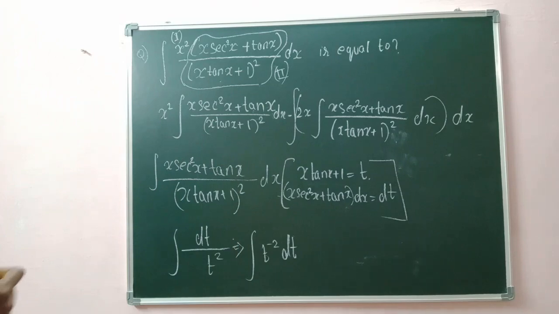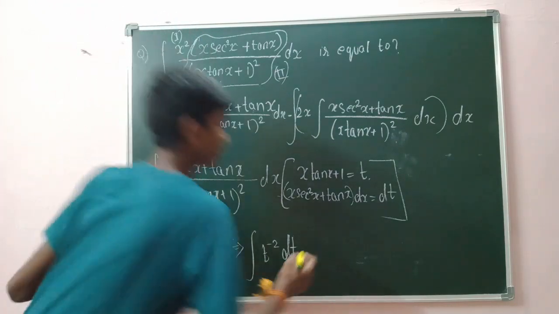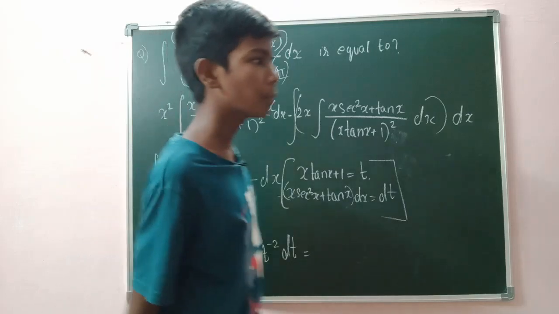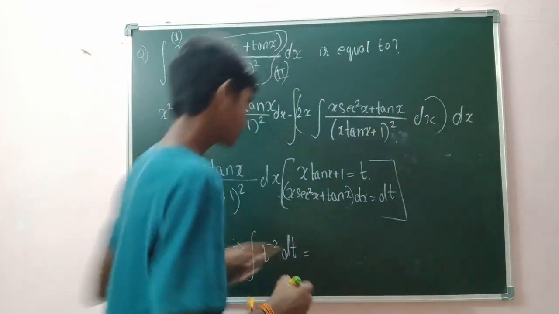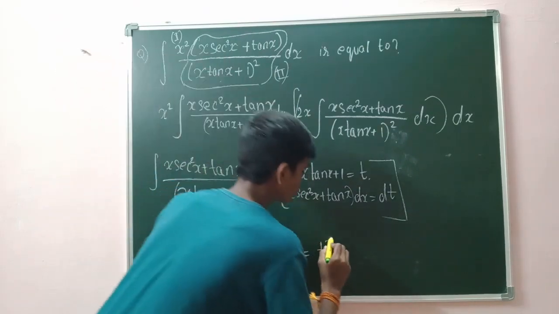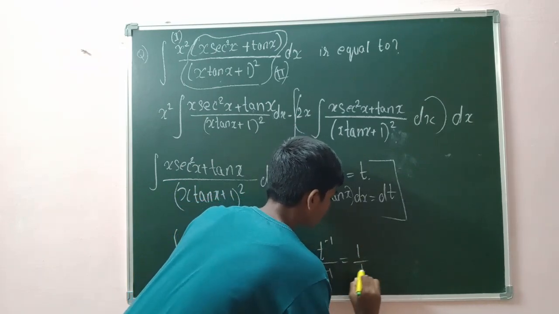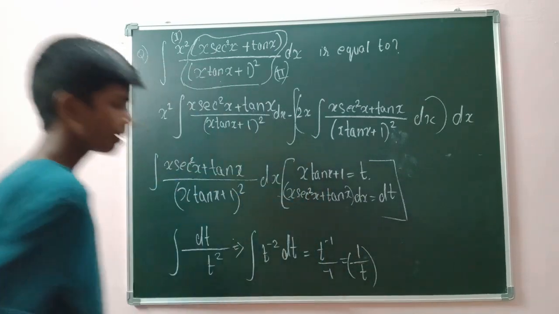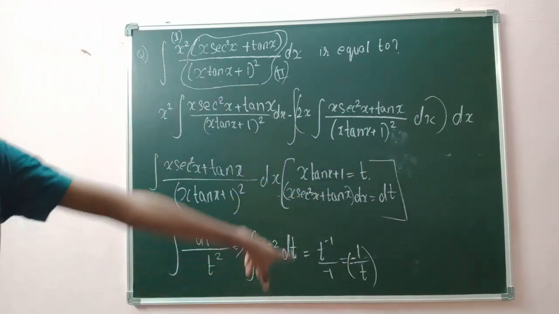So now what you will get? The integral of t power minus 2, just use the exponent formula. Integral of x power n is x power n plus 1 by n plus 1. Using that I can write it as minus 2 plus 1 is minus 1, so t power minus 1 by minus 1. The same integral I can write as minus 1 by t. Correct or not? Minus 1 by t. That is what you will be getting.